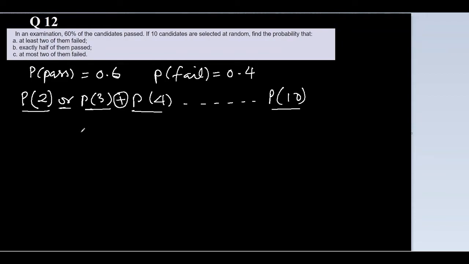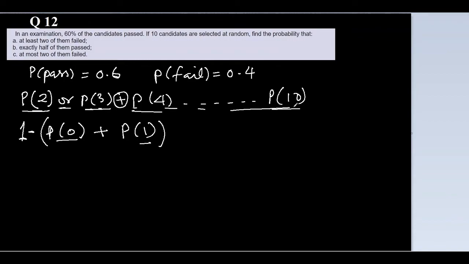So to save time, what we can do, we can find the probability that none of them failed, or probability that one of them failed. Only these two, and subtract these probabilities from 1. And that will give us an answer that at least 2 of them failed. So 2, 3, 4, 5, 6 up to 10 are excluded in these two. But when we make it 1 minus, it becomes inclusive. And that gives us the answer.